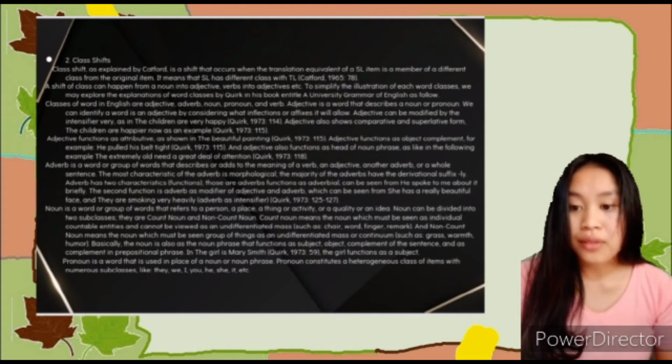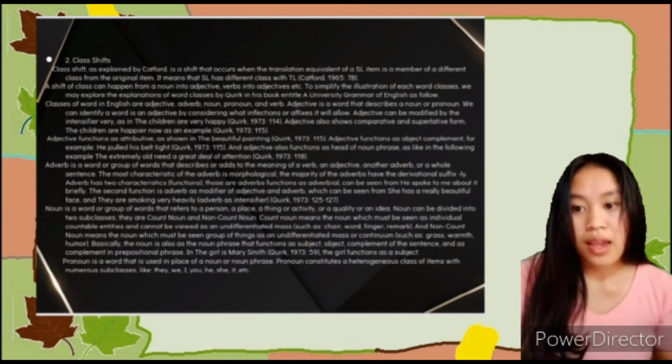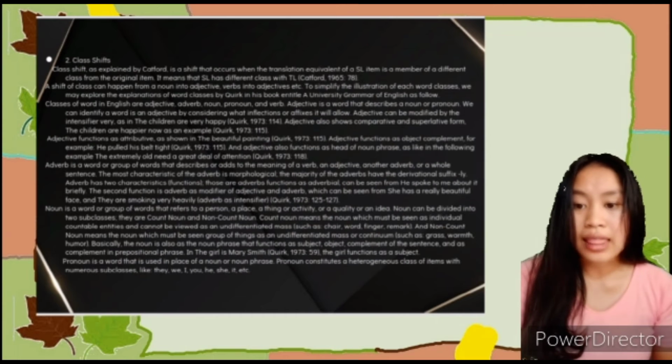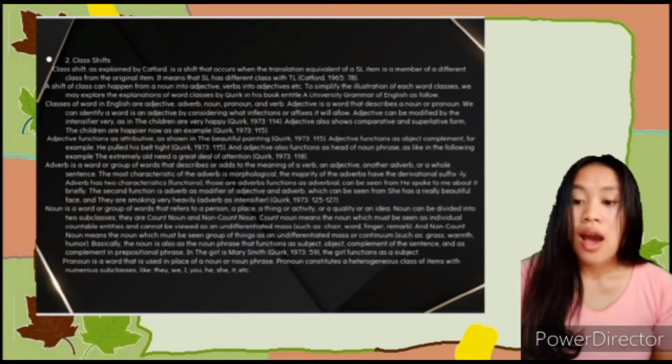Those are adverb functioning as adverbial, which can be seen from "his book to me about it briefly." The second function is adverb as modifier of adjective and adverb, which can be seen from "she has a really beautiful face" and "they were smoking very heavily." Adverb as intensifier.